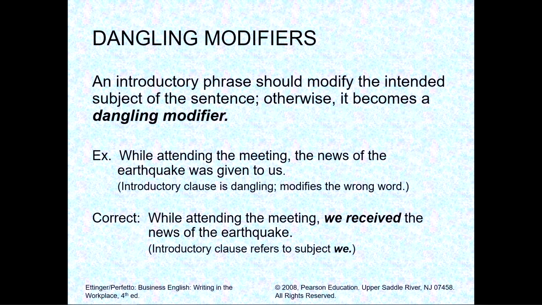So you know what I'm saying? This is not clear here. It's dangling. While attending the meeting, the news of the earthquake was given to us. It is not clear, right? This modifies the wrong word. This clarifies it: the introductory clause refers to the subject we.